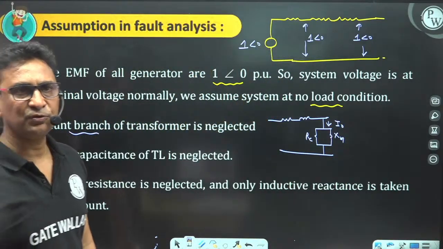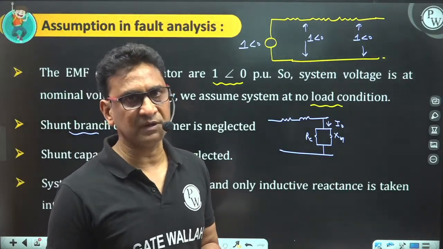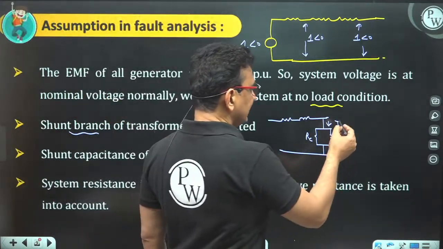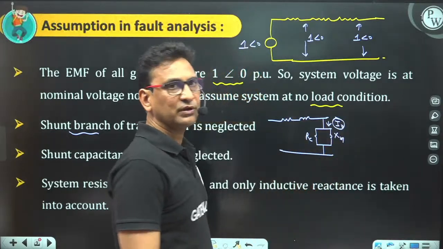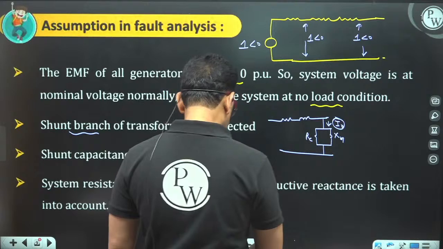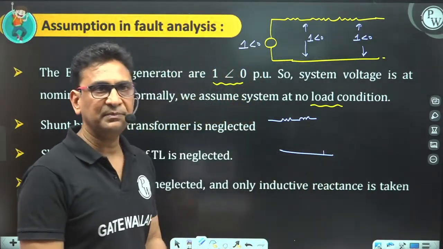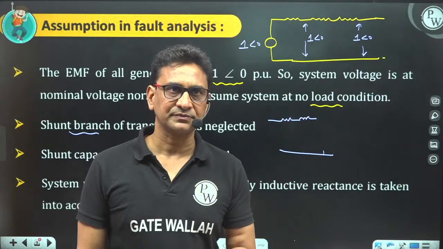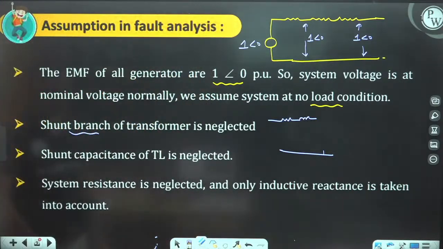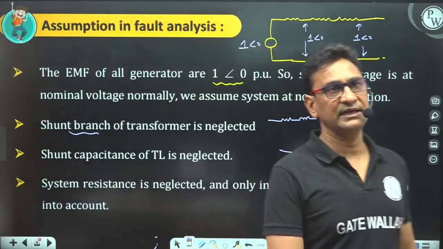Generally, the value of no load current is only 2 to 6% of the rated current in case of the transformer. So we can neglect the value of no load current as compared to the rated current. So we do not consider any shunt branch parameter. It will make our calculation easy. Clear?